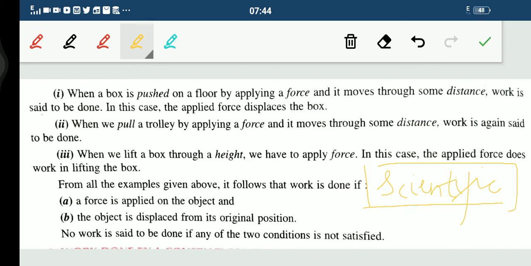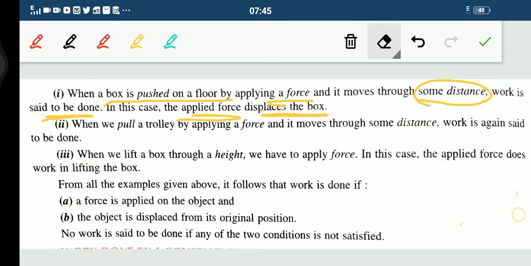Alright, so you can see the first one. When a box is pushed on a floor by applying a force and it moves through some distance, work is said to be done. Remember this thing, in this case the applied force displaces the object. Now let this be the object here. Let me just draw an object for you.